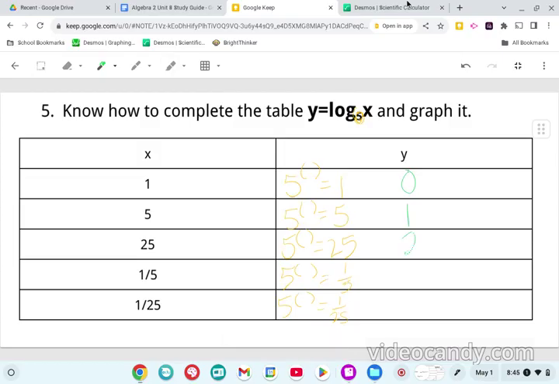5 squared is 25. And if you'll notice, there's a connection between these pairs, that 1 over 5 is going to be negative 1. And 1 over 25 is going to be negative 2. It's the negative version of the number that it was when it was that number instead of 1 over that number. So if 25 is squared, then 1 over 25 is negative squared. And that's pretty much all you're doing on that.